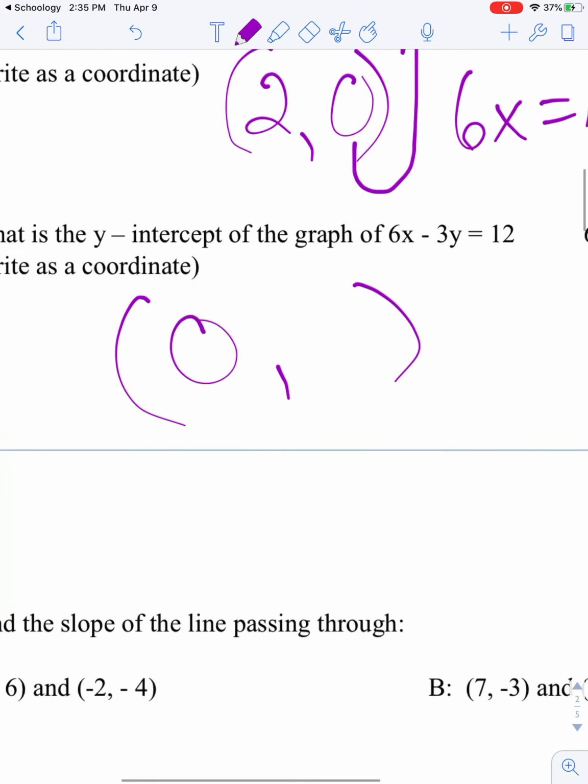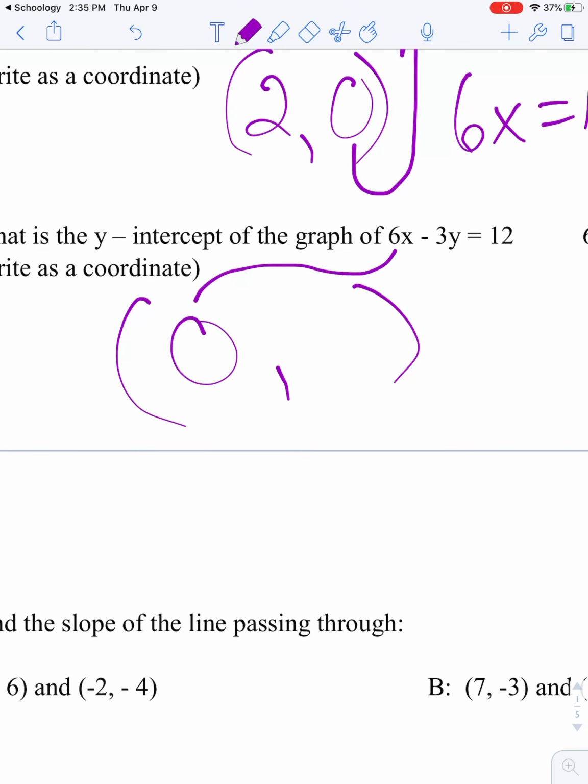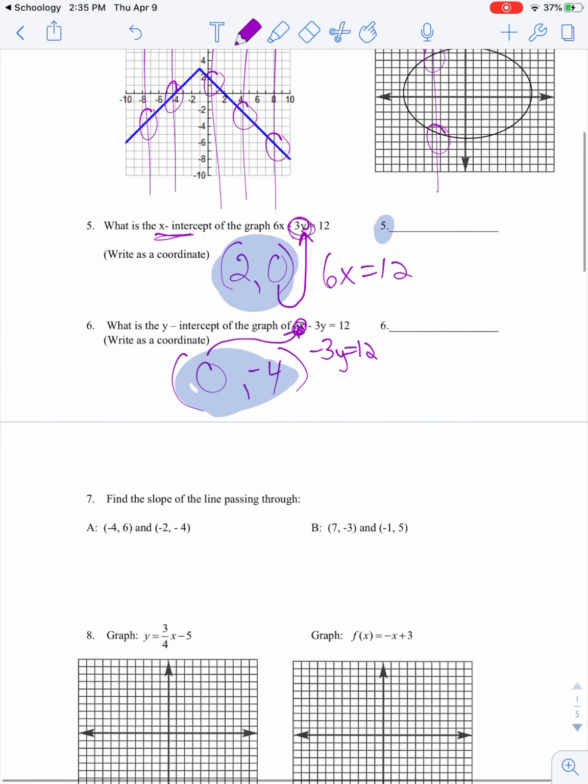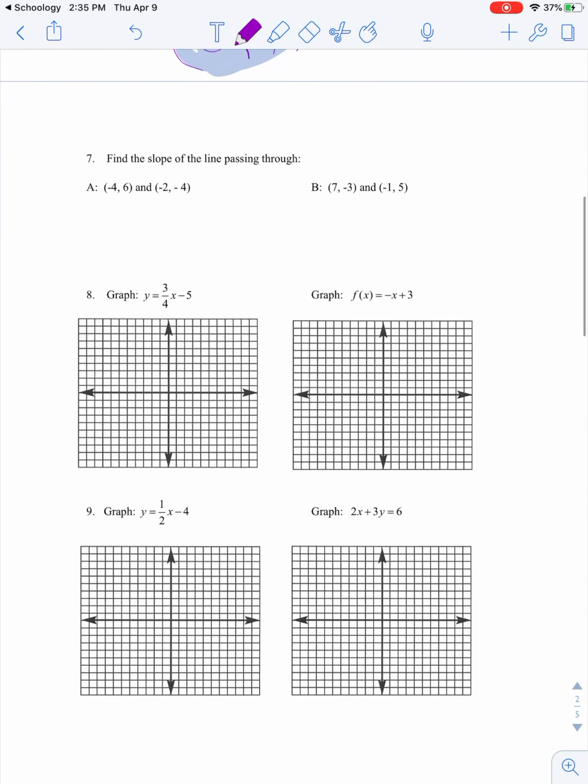Okay, so same idea down here. I'm going to take this 0, plug it in for x. This is going to disappear. And so we divide by -3, and we get -4 there. And notice how it says write as a coordinate. This is a coordinate. This is what it means. So you can't just say on number 5 here, you just can't say 2. It's an ordered pair, 2, 0. X-intercept, y is 0. Y-intercept, x is 0.